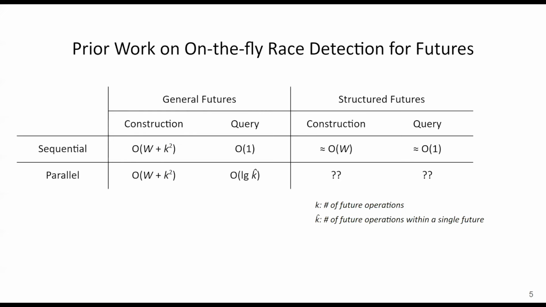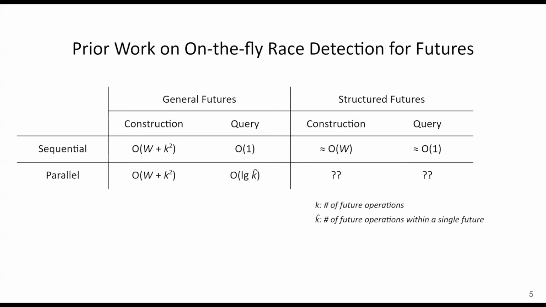In comparison, the state-of-the-art parallel algorithm for general futures has the same construction time, and each check now incurs more overhead, log k hat. Here, k hat is the number of future operations within a single future task. However, the high overhead of the parallel algorithm can be offset by the scalability that it gains in practice.